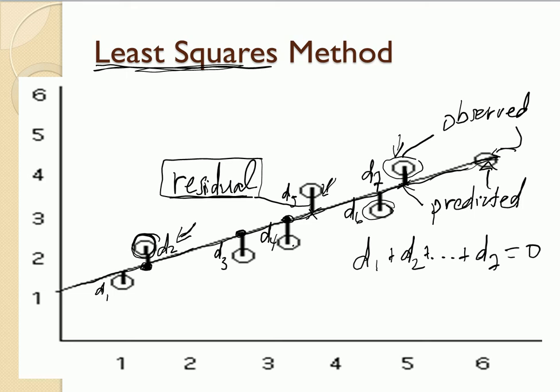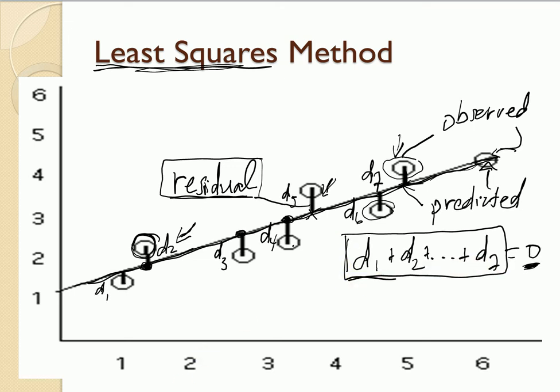So for the best fit line, when we add the distances above the line and the distances below the line, we get 0. And remember, each one of these distances is called a residual. So what we found here is essentially the sum of residuals.